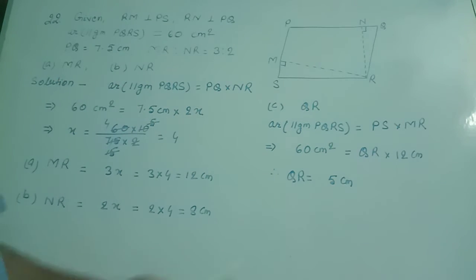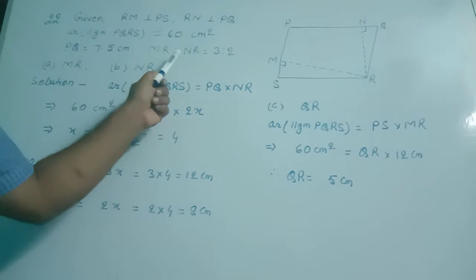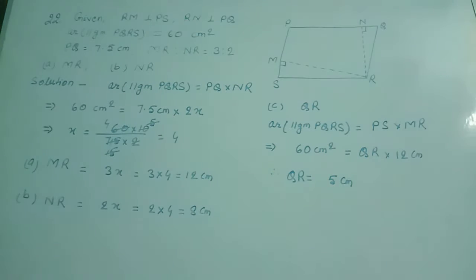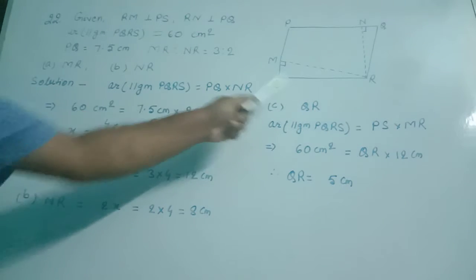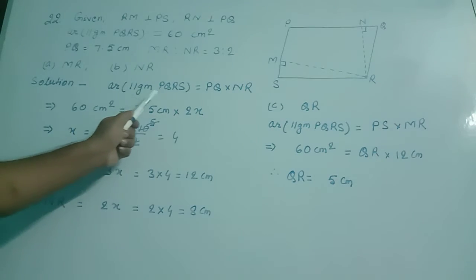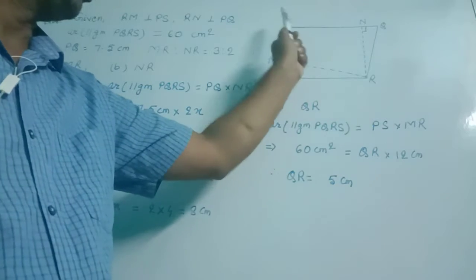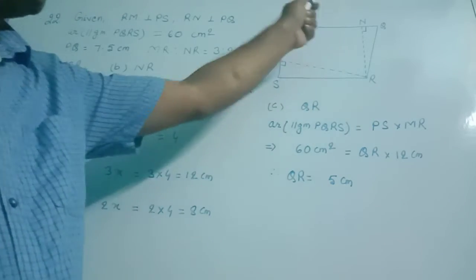And the ratio of MR and NR is also given. MR is to NR equal to 3:2. We are asked to find out MR, NR and QR. So first of all I wrote the area of parallelogram PQRS, that we know, is base into height, PQ into NR.